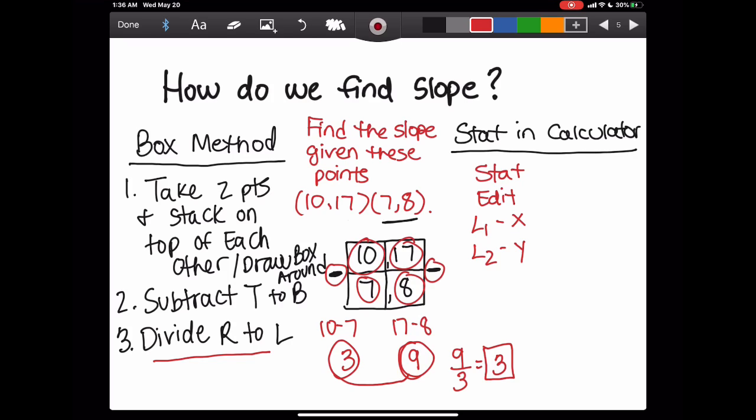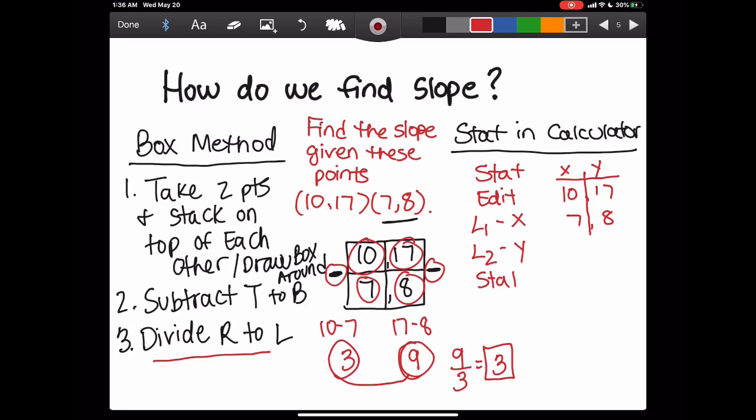And so you could still do the exact same thing as far as stacking your points on top of each other. 10, 17, 7, 8. But instead of making a box this time, just make your little T-chart. Now you have a table of X and Y values. You're going to put your X values in L1, your Y values in L2.